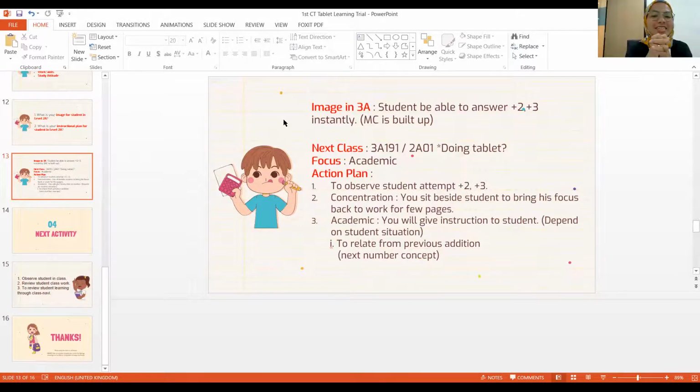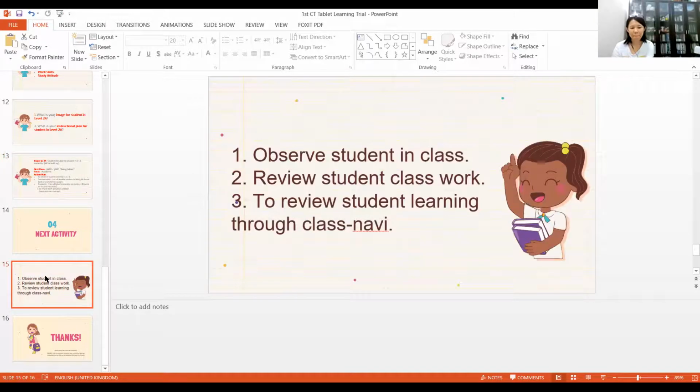So most probably the next Tuesday class will already be doing tablet, right? Perhaps if everything goes smoothly. Yep. Then it would be even better if students are doing tablet. We can see the recordings as well. Okay, so that is all from my side.